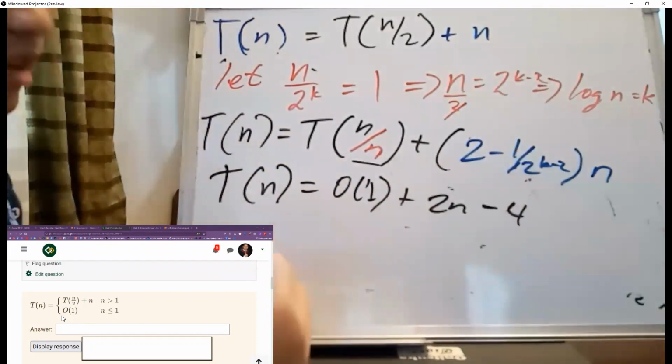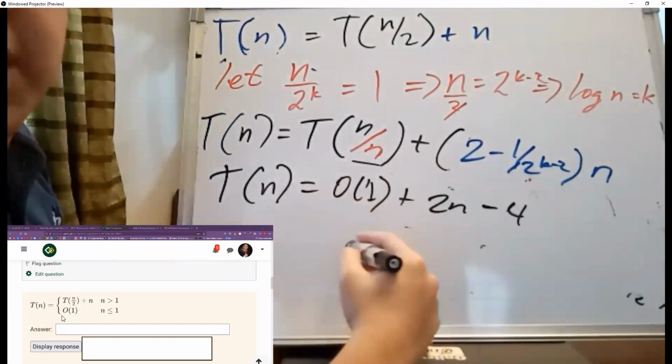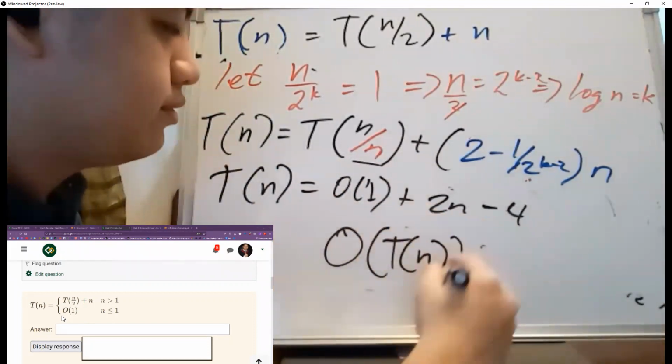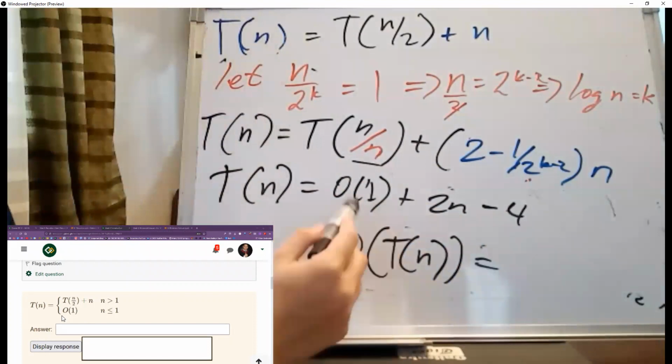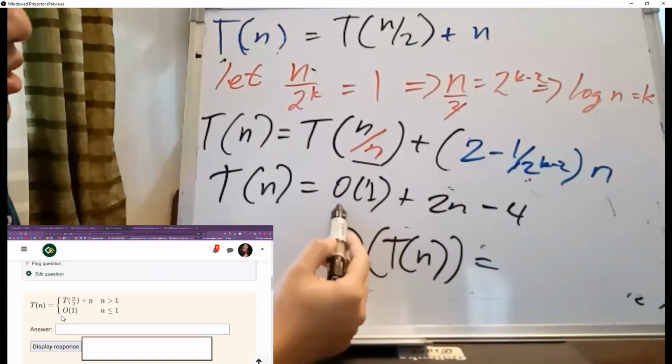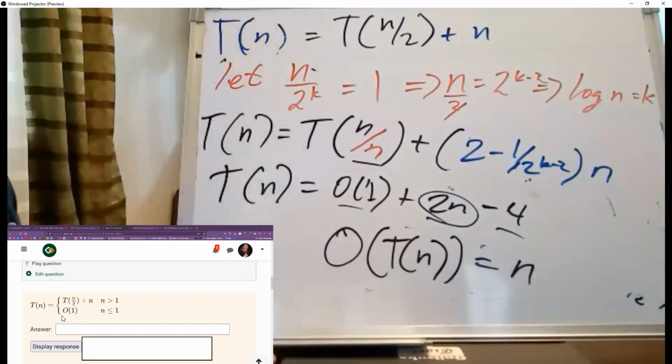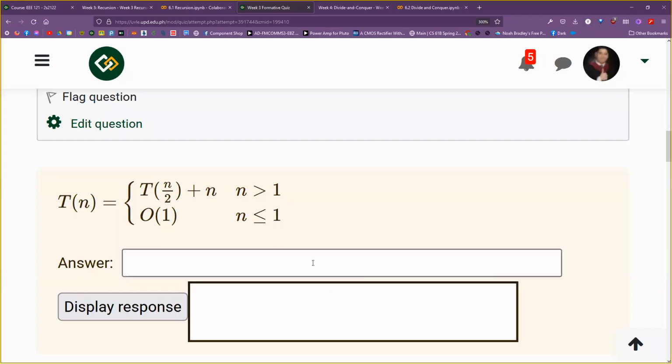So pag ginawa natin yung big O, we get ano yung fastest growing term. So this is constant. So ito lang. So yung linear term lang. So it's O of n. Ayun. So going back dito, this is n.